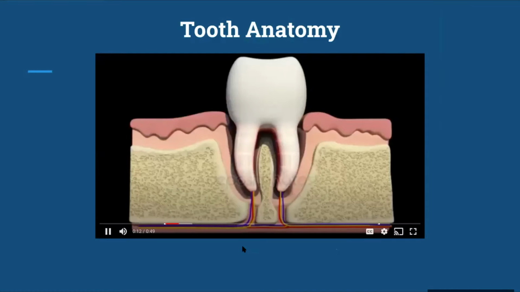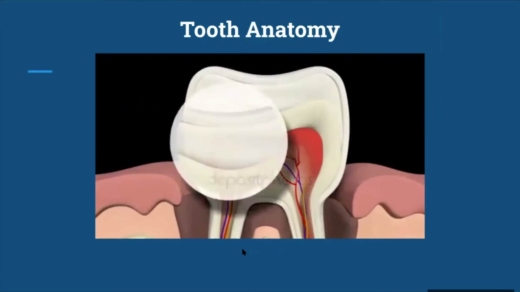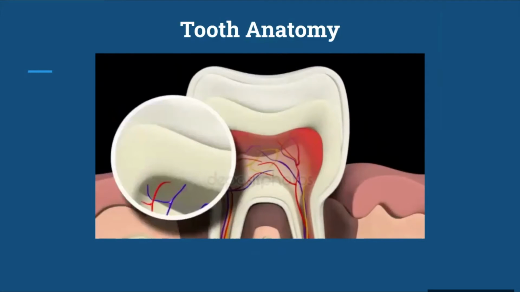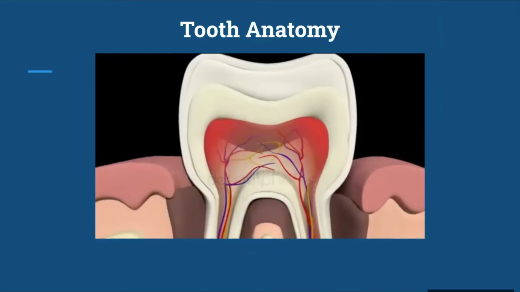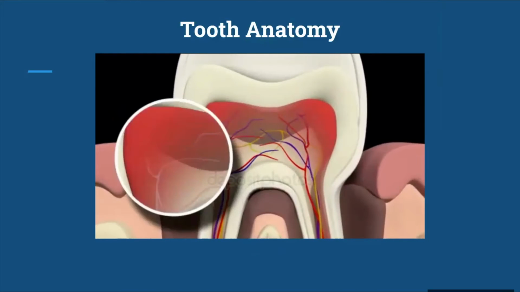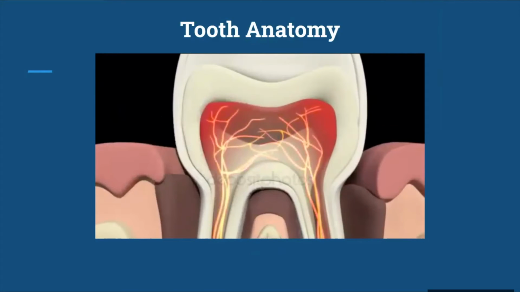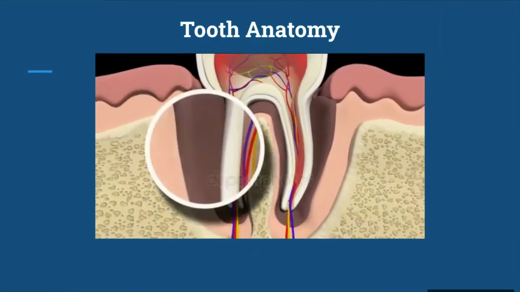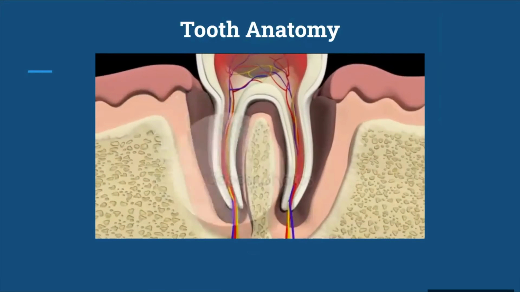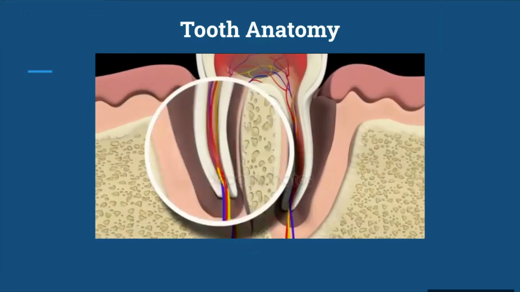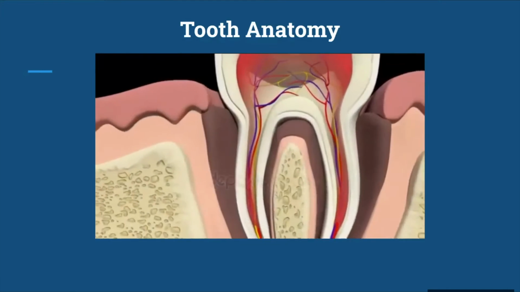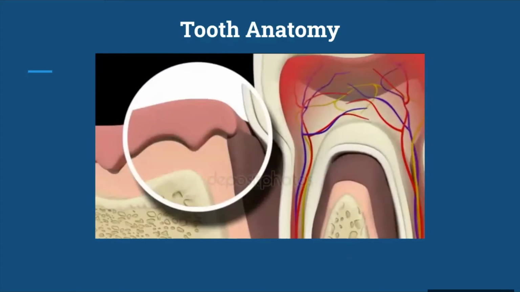Before we continue, we're going to review the anatomy of the tooth. And we're going to start with the enamel, the dentin, the pulp cavity, the nerve supply, the cementum, the periodontal ligaments and the root canals, the alveolar bone, and the gingival tissue.